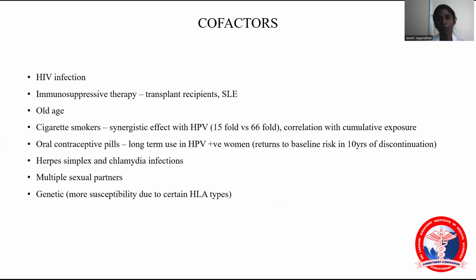Along with human papilloma virus infection, there are some cofactors for development of precancerous and cancerous lesions of cervix. Those are HIV infection, immunosuppressive therapy, as given in transplant recipients, systemic lupus erythematosus patients, old age people, and cigarette smokers, with a synergistic effect with human papilloma virus. There is a 15-fold, even 66-fold, increased risk of developing precancerous and cancerous lesions of cervix in cigarette smokers. Correlation with cumulative exposure is there.